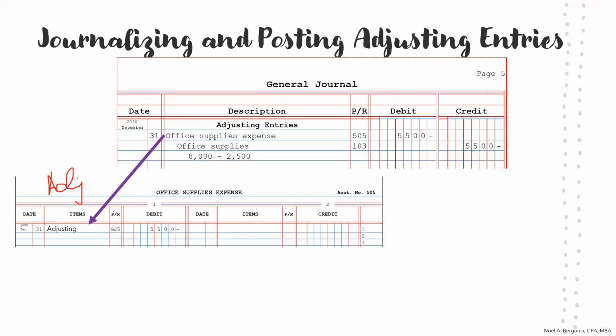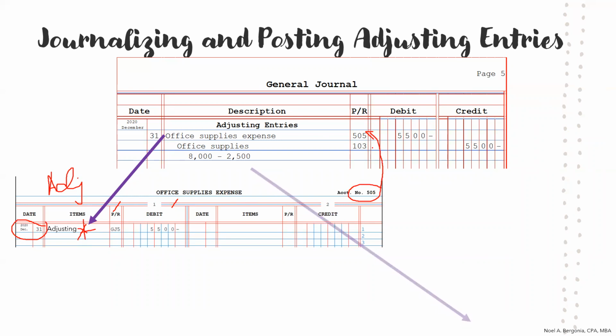Same pa rin, no? The PR will be the page number and then the amount, whichever side it is in your journal. And do not forget guys, the date should be the last day of the month. So this is the only thing that changed, no? Adjusting. Okay, another example. By the way, after you post this, you will go back to the journal and put the posting reference.